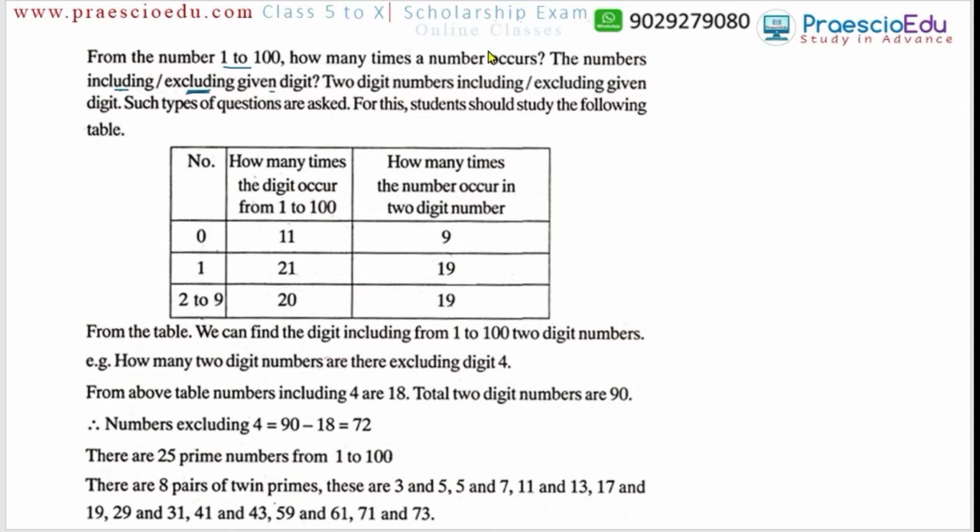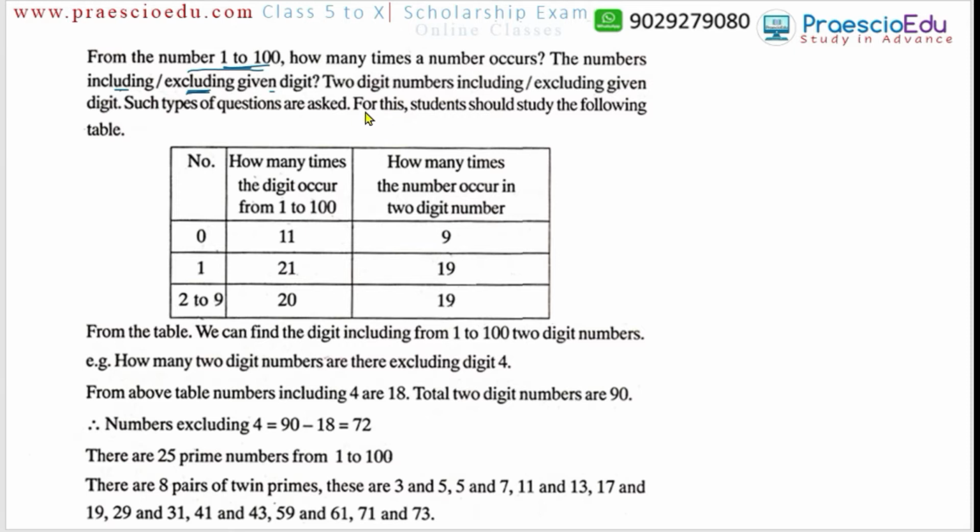Then two digit numbers including or excluding a given digit, whether that is one digit, two digit, three digit, four digit, or nine digit, anything. We have to count in two digit numbers, particularly including, or sometimes they ask excluding. Such types of questions are most probably asked in these subtypes, and these are particularly for this range from 1 to 100. So the numbers from 1 to 100 are considered, and in between these, such types of questions are asked. So students must listen to this and understand these fundamentals.